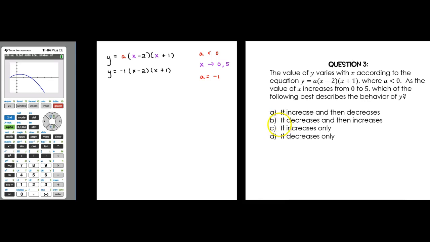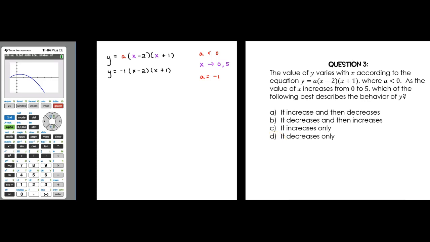Choice B says it decreases and then increases. With a parabola that is opening downwards, that would not be the case from here. It is not decreasing and then increasing. Remember, we read the graph from 0 to 5, from left to right, so B does not apply here. Okay, so choice C says that it increases only. That is definitely not the case here. The parabola is increasing only from the left boundary up to the vertex, which is the turning point.